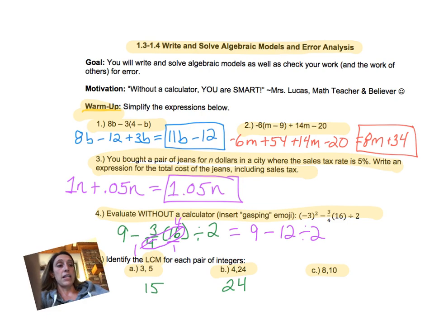And then out of the additions and subtractions and divisions and all that good stuff, I have to divide first here. So 12 divided by 2 is 6. And then 9 minus 6 is 3. So the answer to that problem is 3. Hopefully you were able to do that without a calculator.